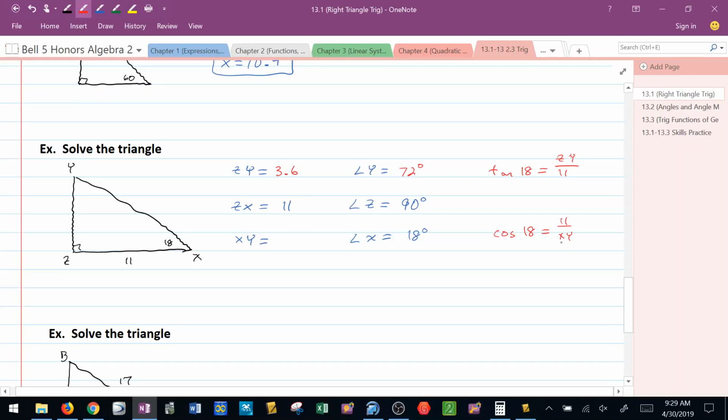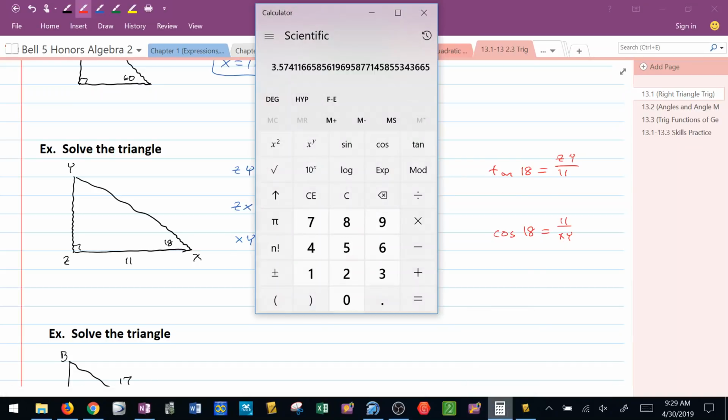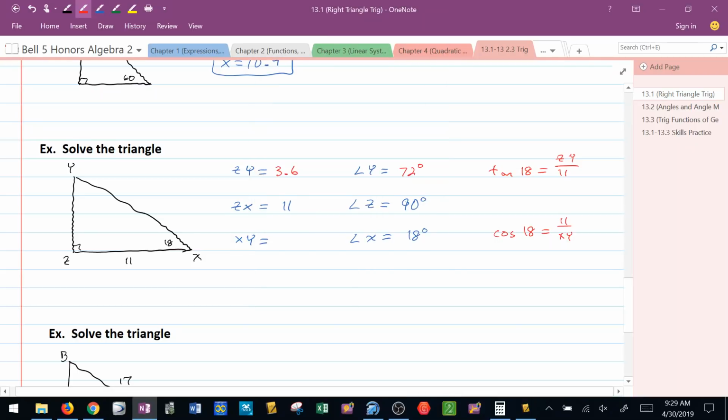To find xy, I'm missing the bottom of the fraction. So in this case, I divide by trig, 11 divided by the cosine of 18, and I get 11.6.